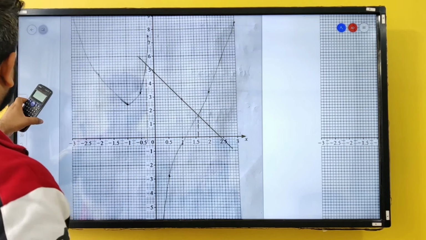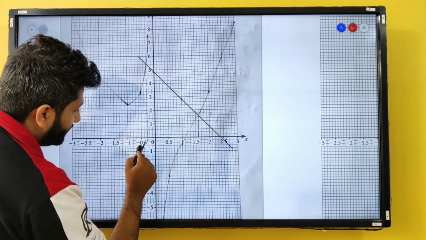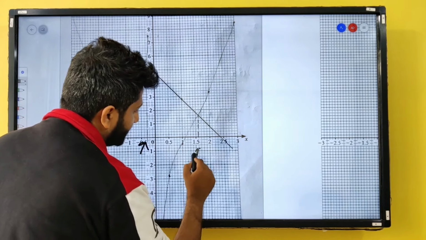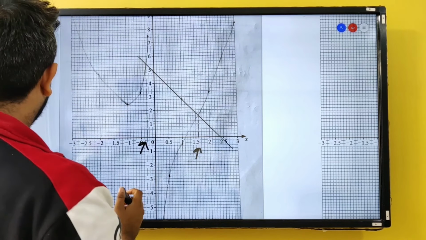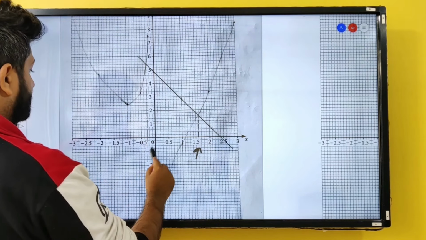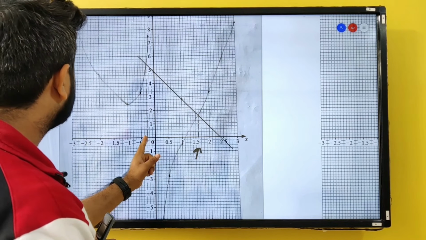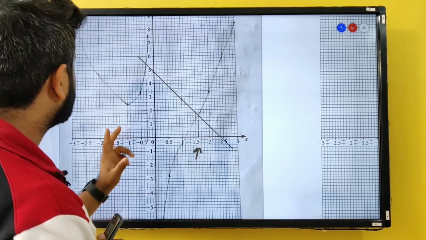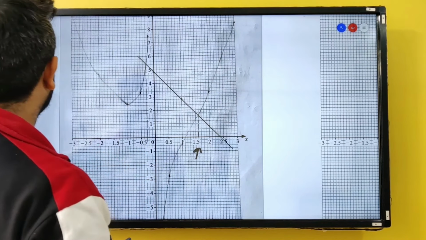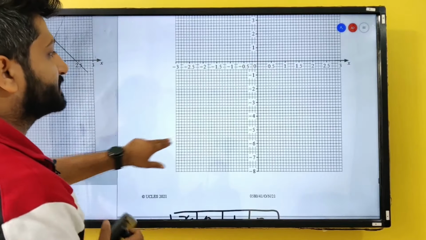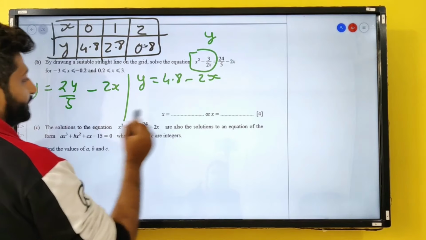As you can see, this line is intersecting at 2 points. This is my first point and I think this is my second point. My first point is, I think, let me erase this. I think this is minus 0.3 and this is 1.6. So I'll write my answer as minus 0.3 and 1.6.